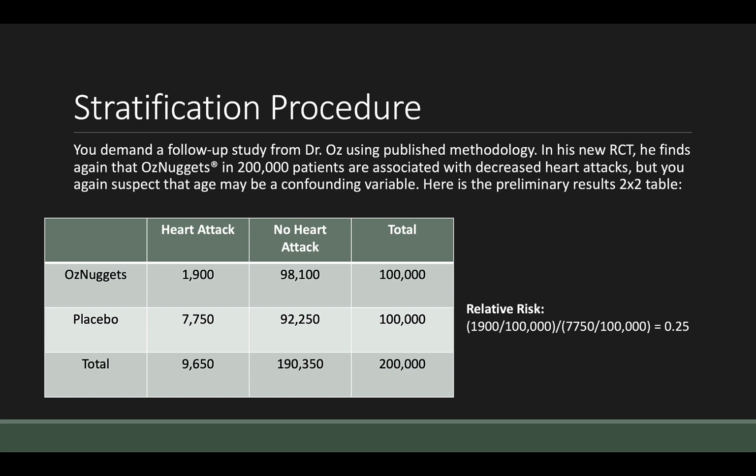again suspect that age may be a confounding variable. You don't think he matched the treatment groups appropriately. Here are the preliminary results in a 2x2 table. The Oz nuggets group had 1,900 heart attacks per 100,000 patients, and the placebo group had 7,750 heart attacks per 100,000 patients. So the relative risk calculation, which you see on the right-hand side, would be the incidence of heart attacks in the Oz nugget group divided by the incidence of heart attacks in the placebo group to give you a relative risk of 0.25. We can interpret this that there's a 75% reduced risk of heart attack incidence in the Oz nuggets group compared to placebo.